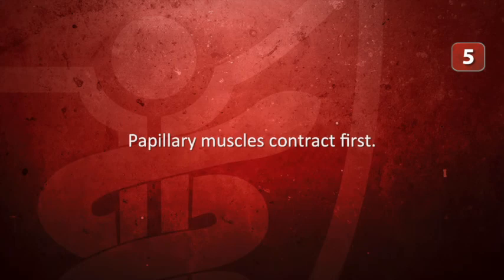Next question. Which muscles contract first during a heartbeat, the papillary muscles or the muscles of the ventricular wall? So the papillary muscles contract before the muscles of the ventricular wall to ensure that the atrioventricular valves are not closed and blood does not regurgitate back into the atria during ventricular contraction.